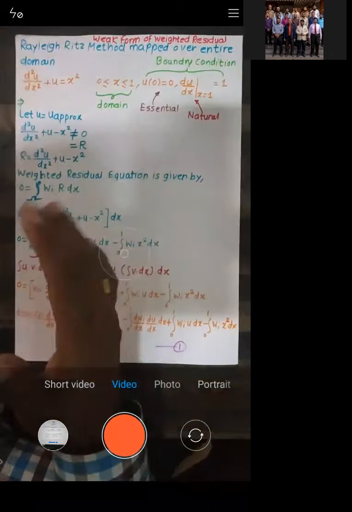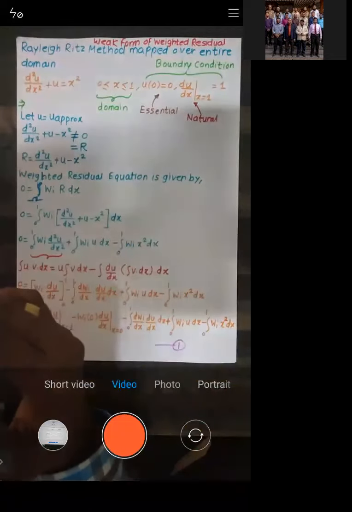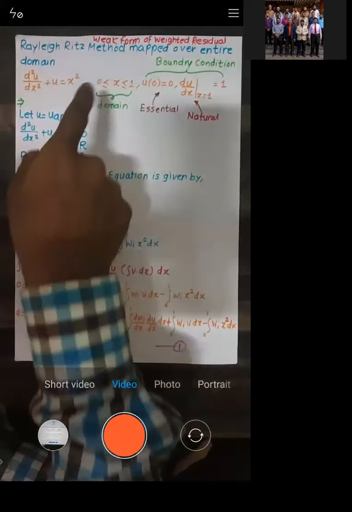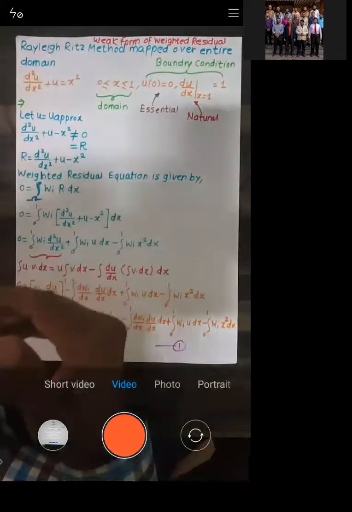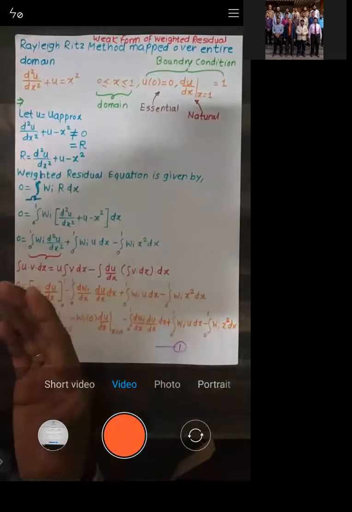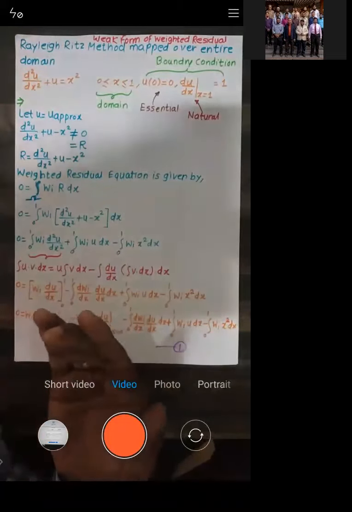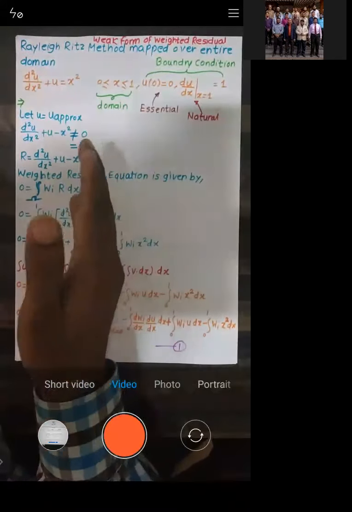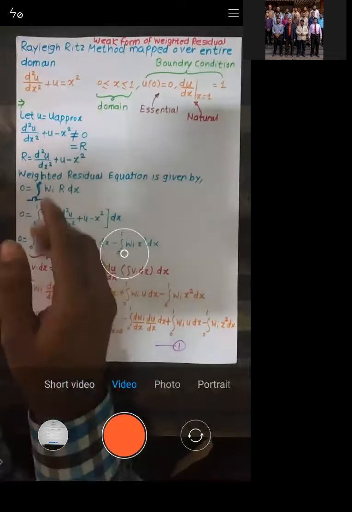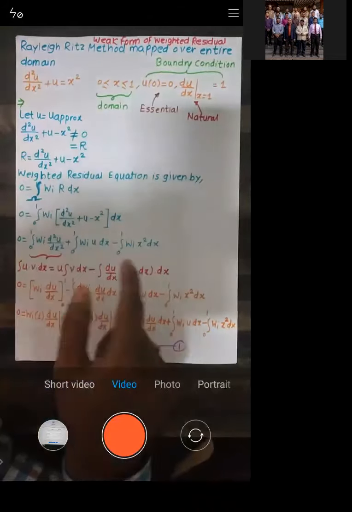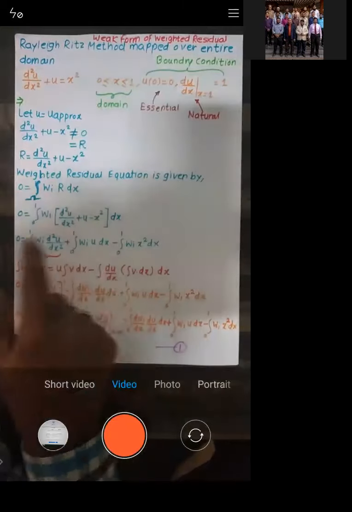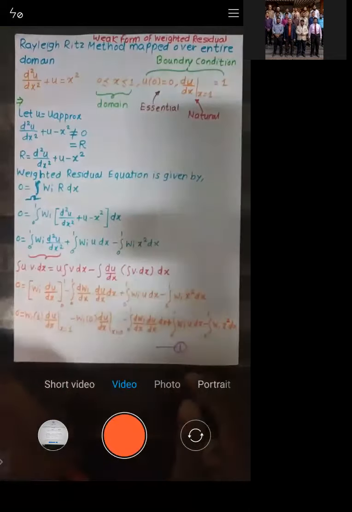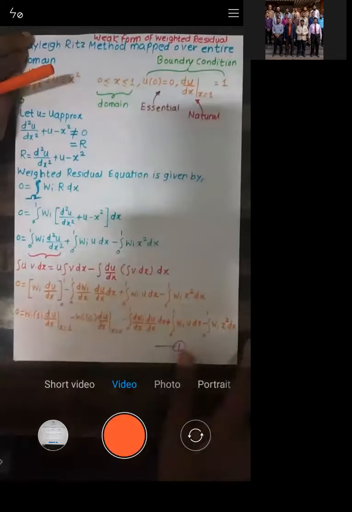So the idea behind weak method is initially make the degree of differential equation to its half. This is the second order. Now we will initially make it a first order, that is, we will halve its degree and then we'll solve. How to solve it? We have written one approximate solution and it was not equal to 0, so that term was residue. So we applied weighted residual equation, and once we solved that weighted residual equation, we reached this equation number 1.